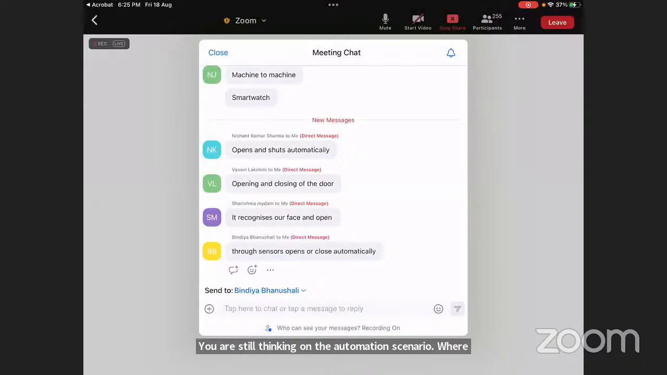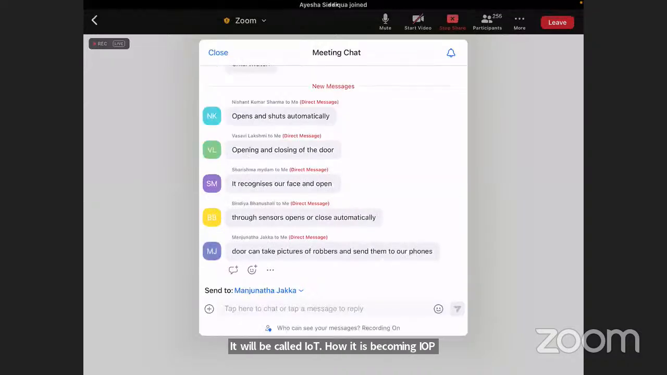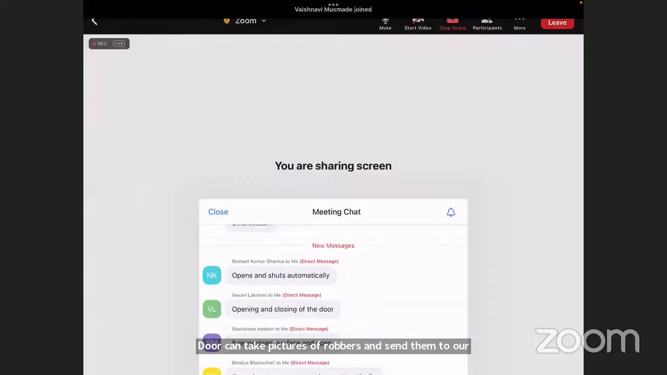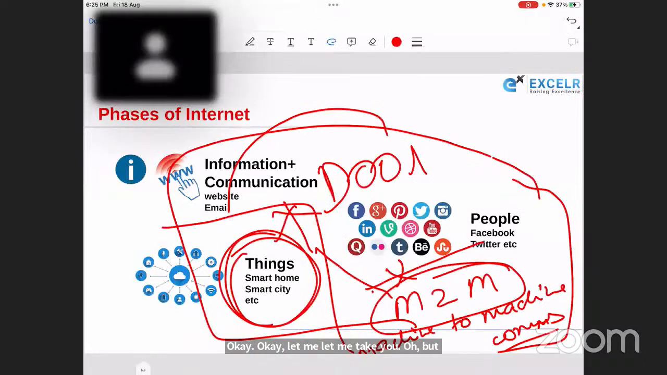Think why it will be called an automatic door. Why will it be called an IoT door? How is it becoming IoT? Door can take pictures of robbers and send them to our phone. This is a part of the application. Okay, let me take you to a normal scenario.